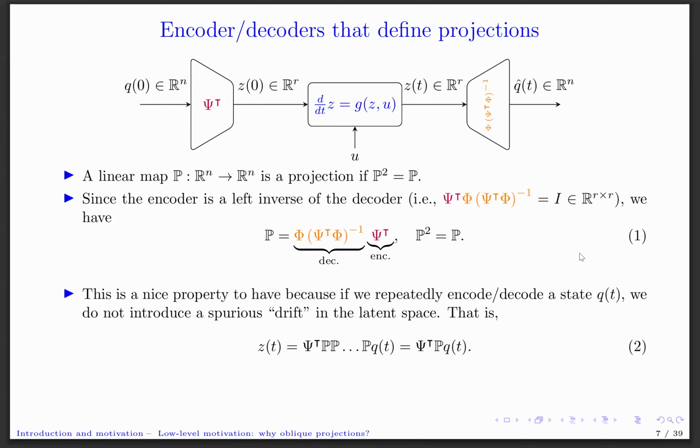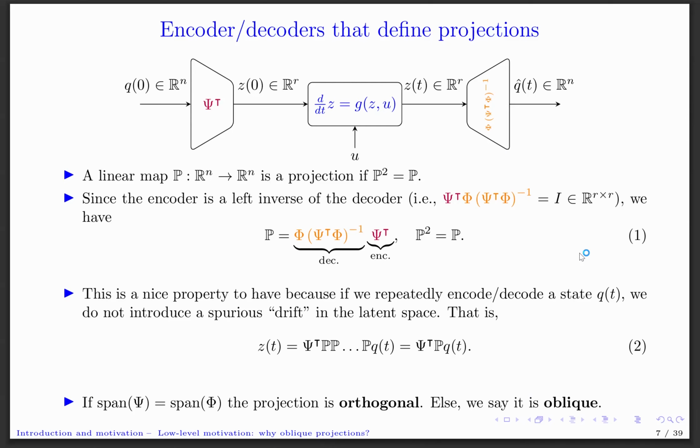This is a very nice property to have, because it means that we do not introduce a spurious drift in the latent space. So basically, you can imagine that if this property was not satisfied, I can encode and decode the state repeatedly and introduce a drift in latent space. And so we only want the latent space state to move because of latent space dynamics, not because I'm simply encoding and decoding the state. And so if I enforce the encoder and decoder to define a projection, then I'm good to go. So that's the motivation behind it.